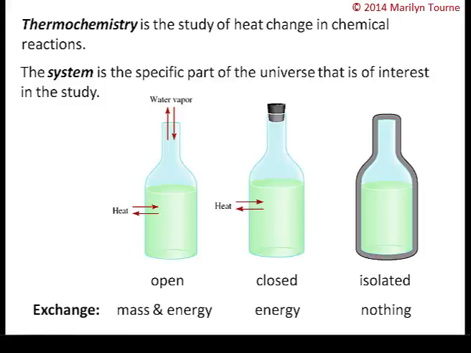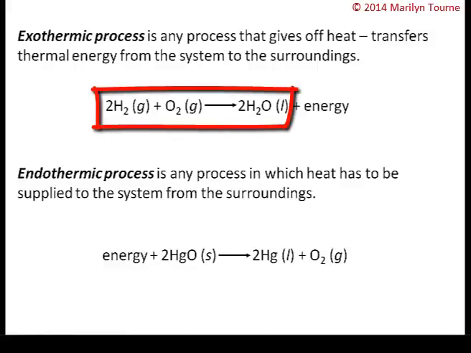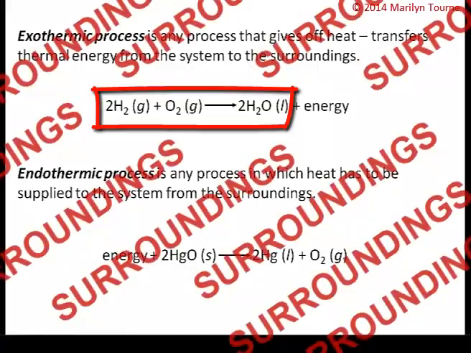These are the three types of systems that we're going to be working with in this chapter. The combustion of hydrogen gas and oxygen is one of the many chemical reactions that release considerable quantities of energy. In this particular case, we're going to label our system as the hydrogen, the oxygen, and the water that's being created. The surroundings is basically everything else, the rest of the universe.